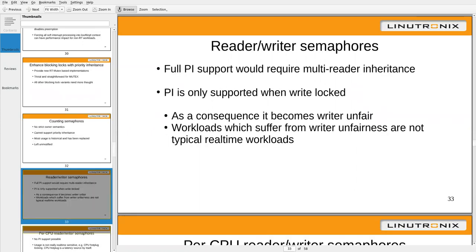Reader-writer semaphores, interesting. As I said before with reader-writer locks, you can have multiple readers at the same time, and you can have only one writer. So if we do full priority or deadline inheritance support, that would require, if the writer locks it, that it basically inherits its priority or deadline to multiple readers, which has been tried. It was kind of working, but never really completely. We ripped it out before the deadline scheduler arrived, because then it would have been broken completely.